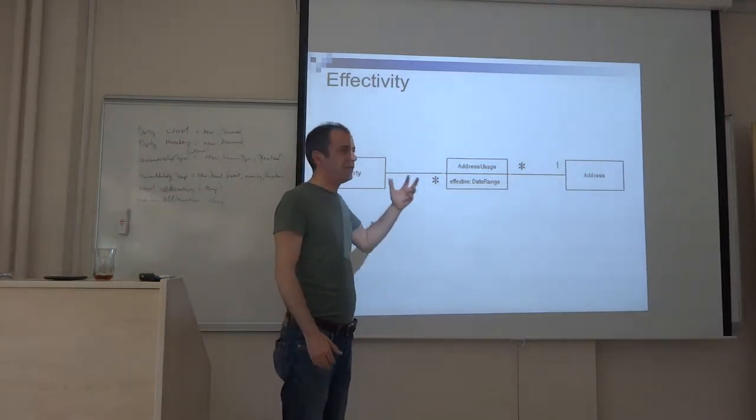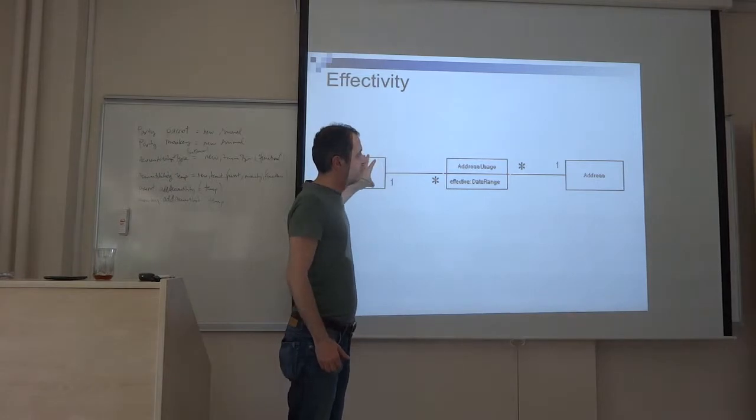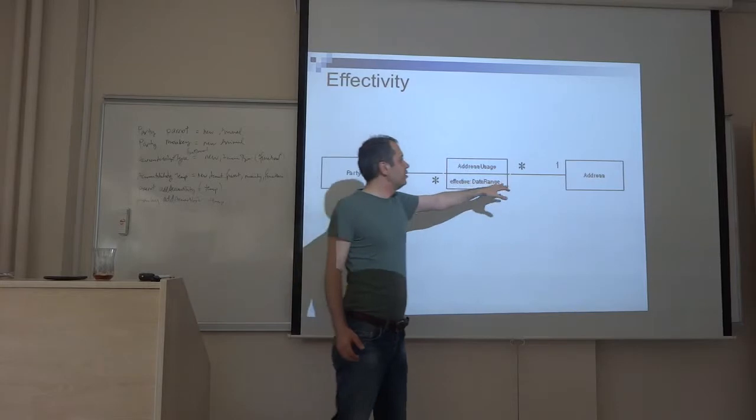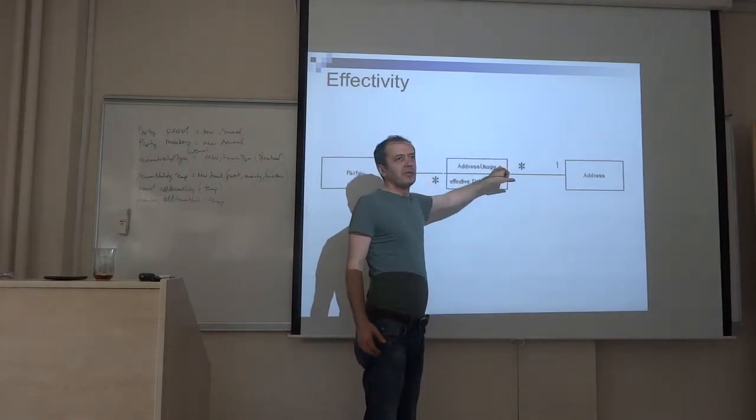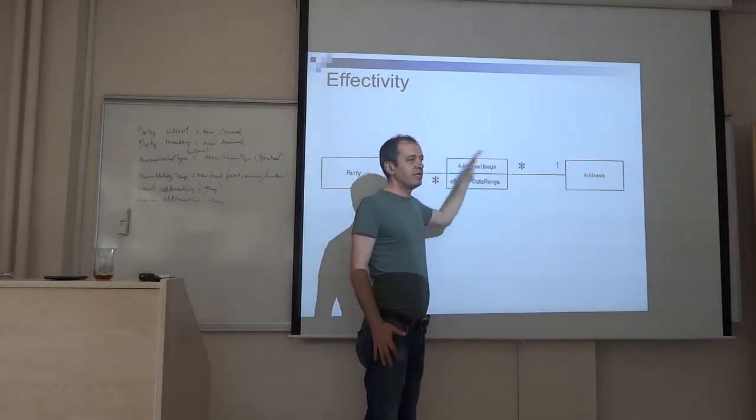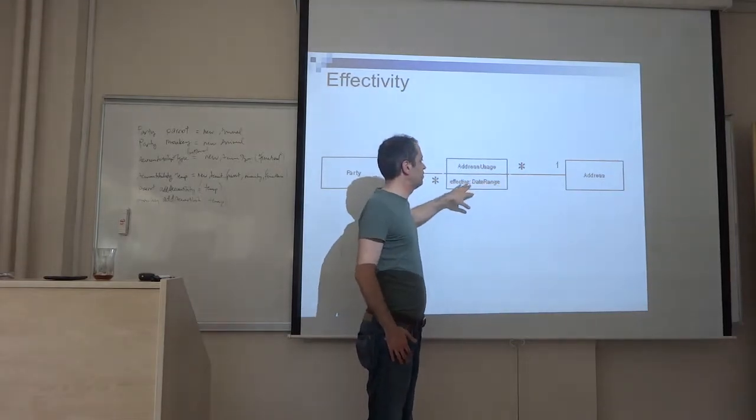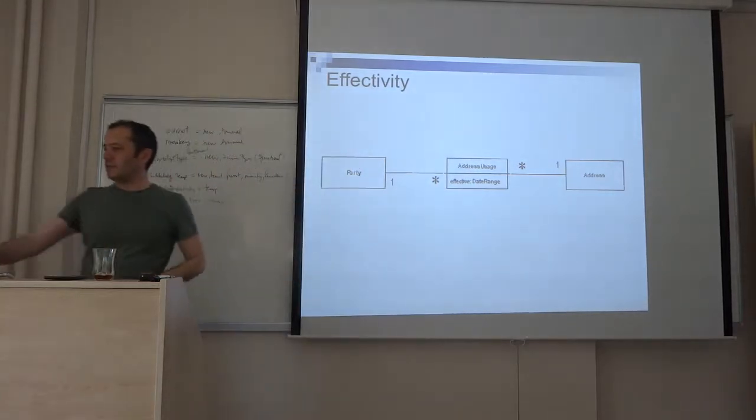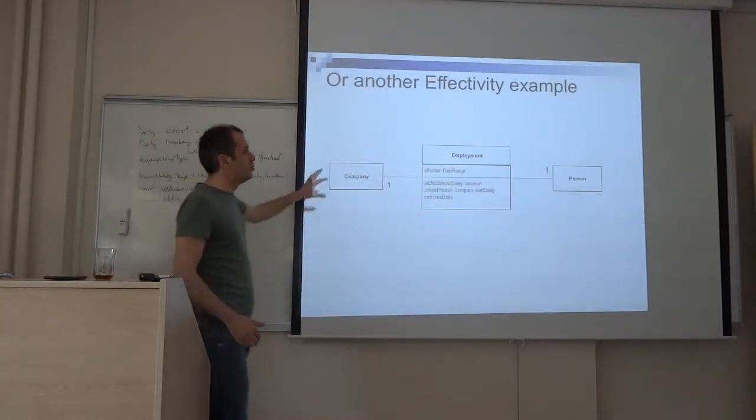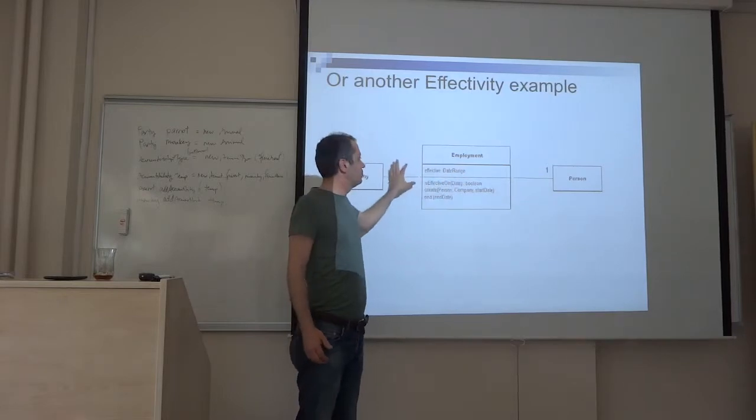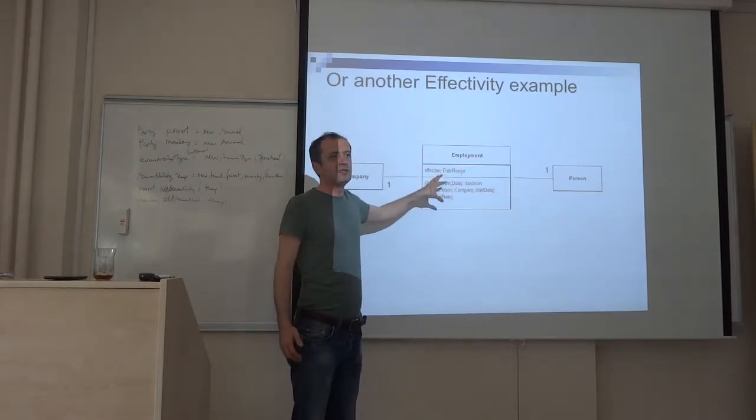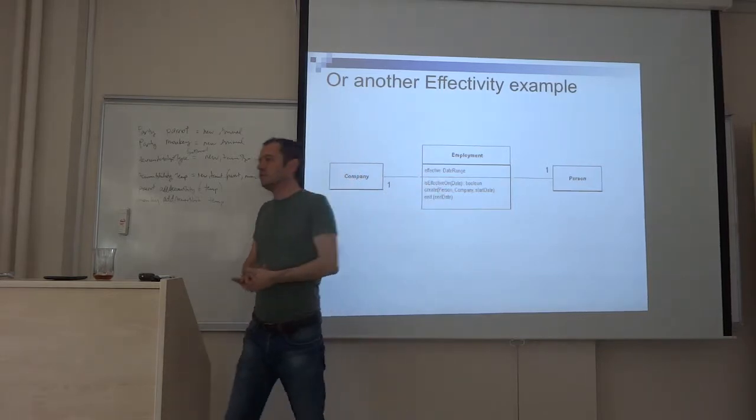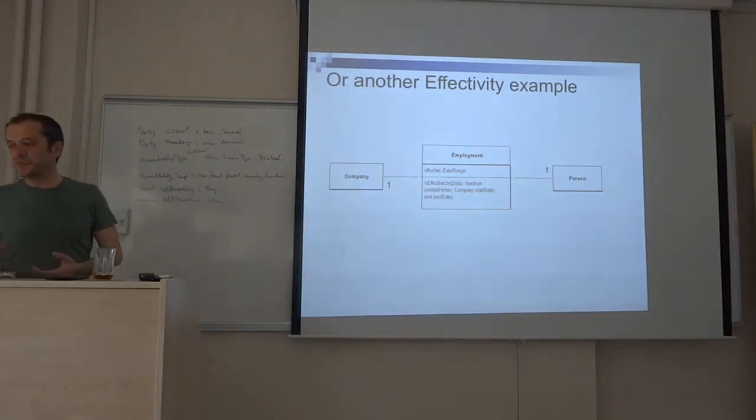Effectivity is, well, you have some party, person, or whatever, some object, and there is another entity, and maybe there is an effectivity date for that relationship. Like this address is effective within a certain date range. Or employment between a company and a person has an effectivity date. It starts some day or ends on some day. So that's how it is.